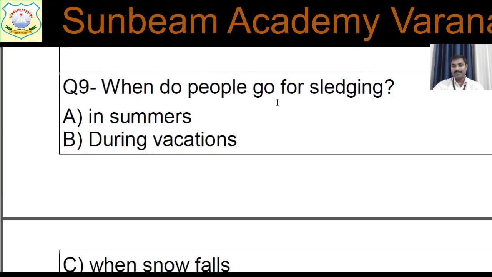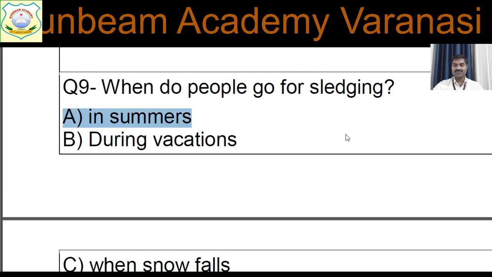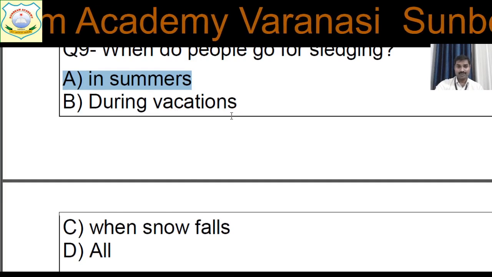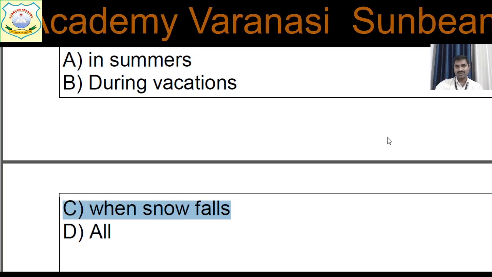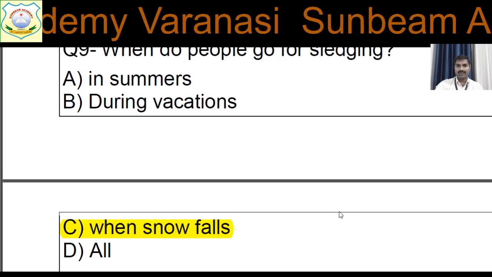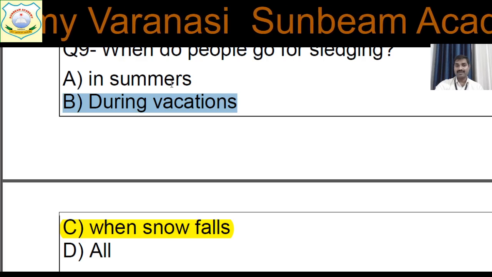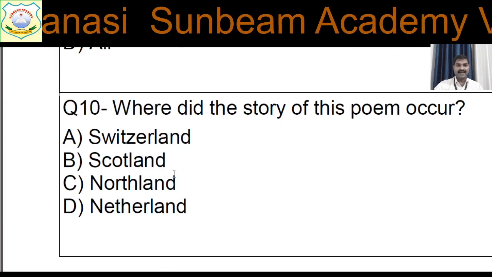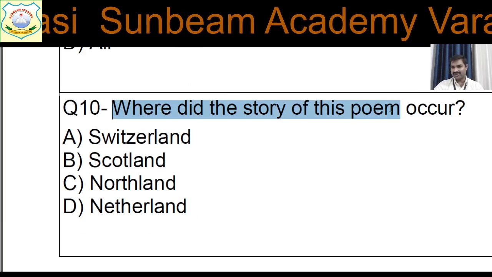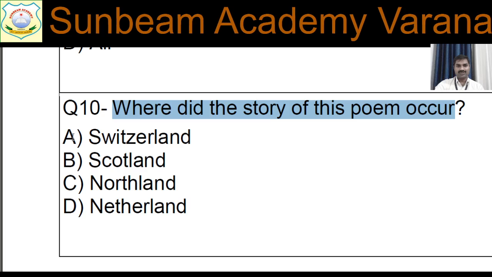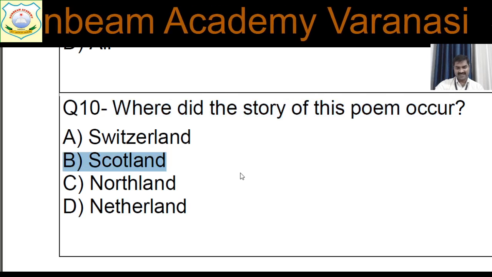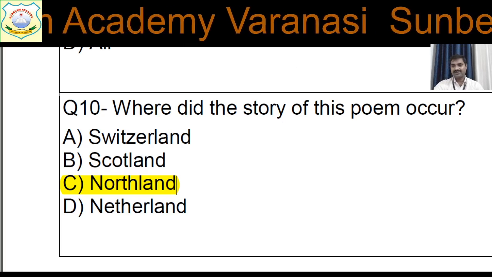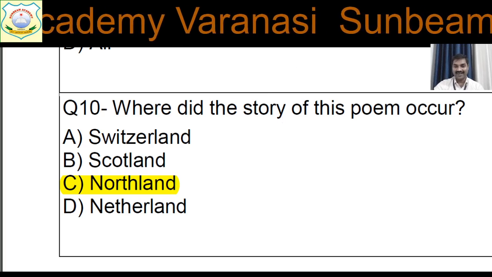Next is, children, when do people go for sledging in summer? Sledging means when you do skating on the ice. In summer there is no ice. During vacations you can, when snow falls, yes, this is the most appropriate. If there is no snowfall, you cannot go for sledging, because vacations are also there in summers, and in summers there is no snowfall. So here the answer is clearly given, snowfall, so you will go for this. And next is, where did the story of this poem occur? So here this story is from Scotland. No, Northland, because the title of the story is A Legend of the Northland. So it is very much clear. How confusing the things are.